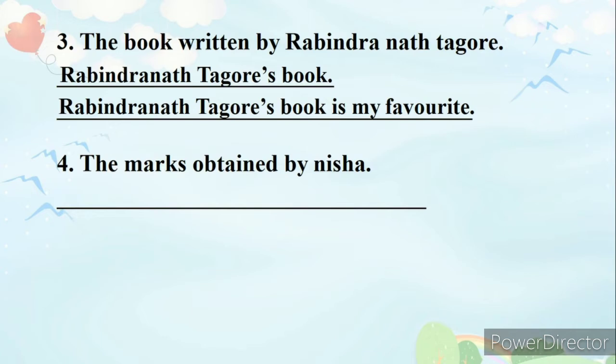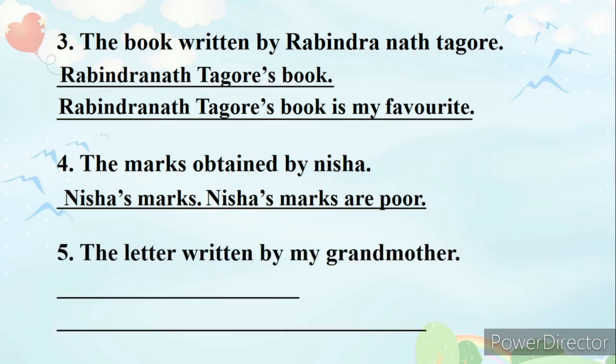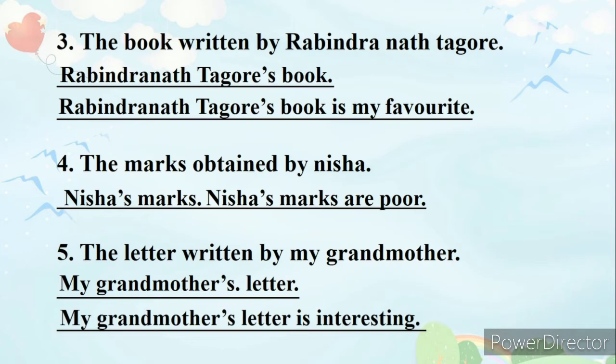Number 4. The marks obtained by Nisha. The answer is Nisha's marks. And the sentence I have written, Nisha's marks are poor. Number 5. The letter written by my grandmother. The answer is my grandmother's letter. And the sentence will be, my grandmother's letter is interesting.